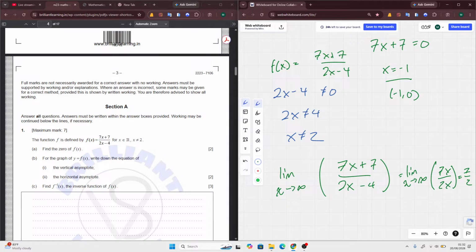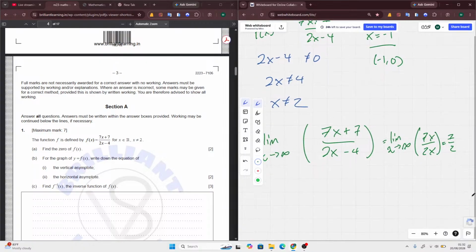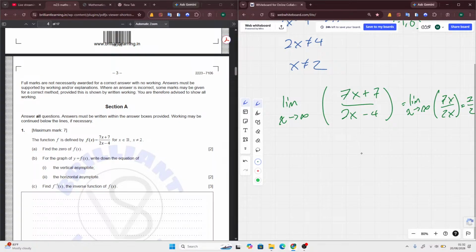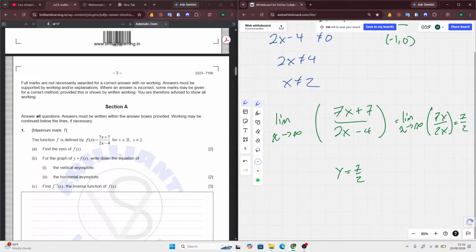So really, once you're comfortable with this, you're just looking at the numbers in front of the x, basically. So our horizontal asymptote is going to happen when y is 7 over 2, and then we're going to have a vertical asymptote when x is 2. So those would be our values. Then it says find the inverse function.